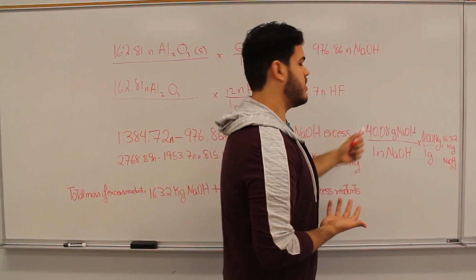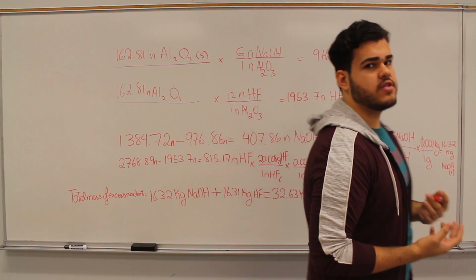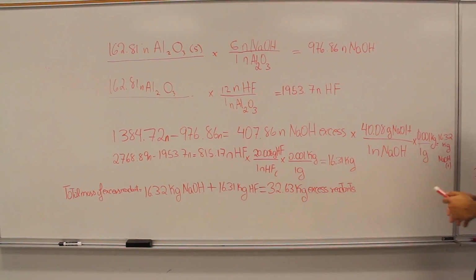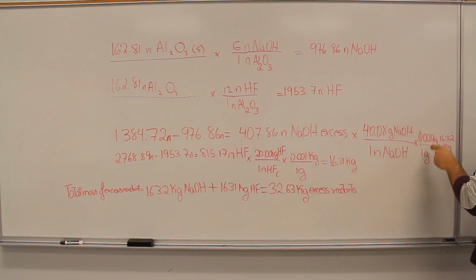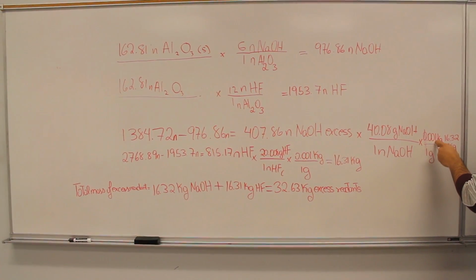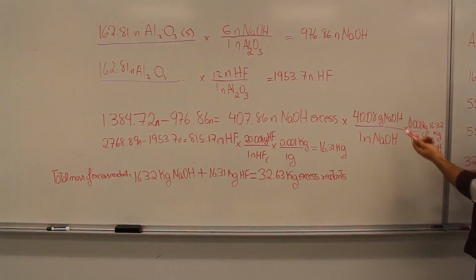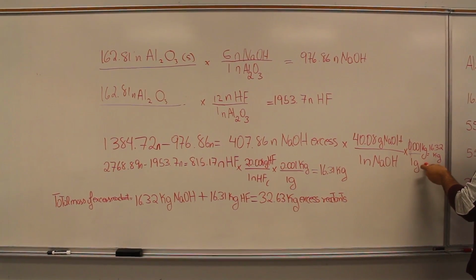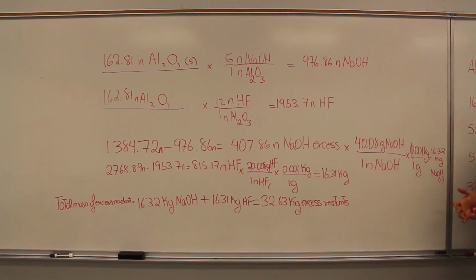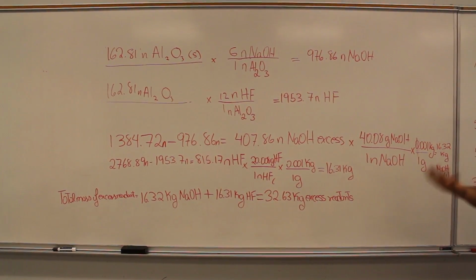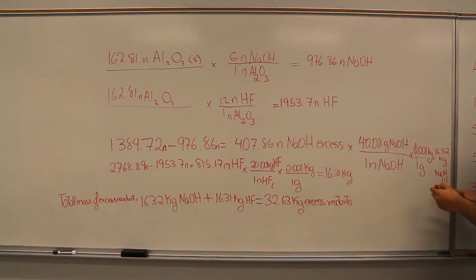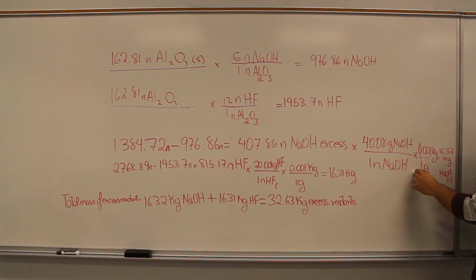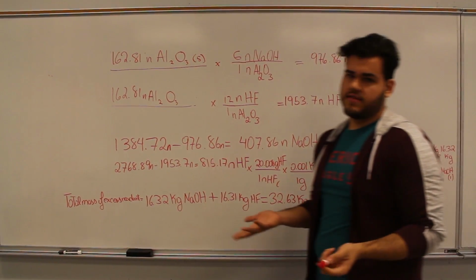Now, this is going to give us an answer in grams, but what we're looking for is something in kilograms. Therefore, we're going to multiply what we get by 0.001, since 1 kilogram is 1,000 grams. And the answer we get from this is 16.32 kilograms of NaOH. Now, you could also have done it by dividing the value you get by 1,000. You're still going to get the same answer.